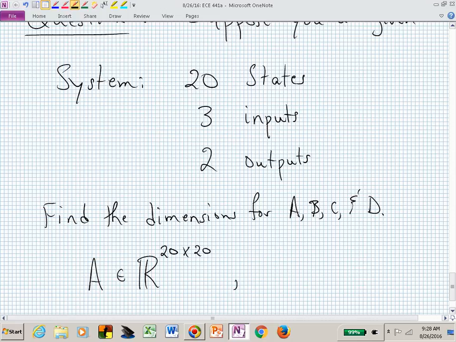What's B? Dimensionally, it now has to have the same number of rows as your state vector, because it has to have consistency with x prime. It has 20 rows. And now how many columns are in this B matrix? It has to be such that it can multiply the 3 inputs in your input vector. It's now 20 by 3.